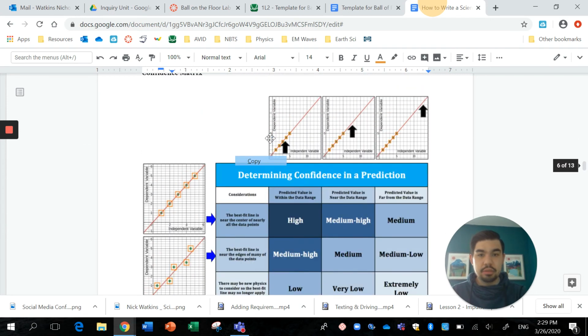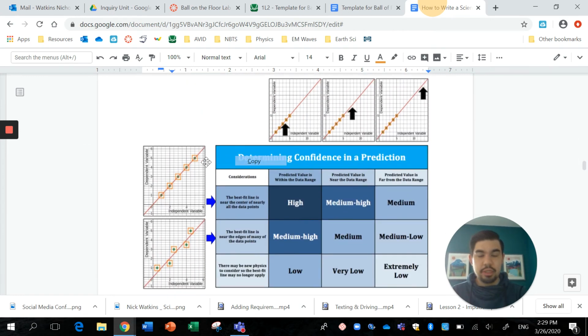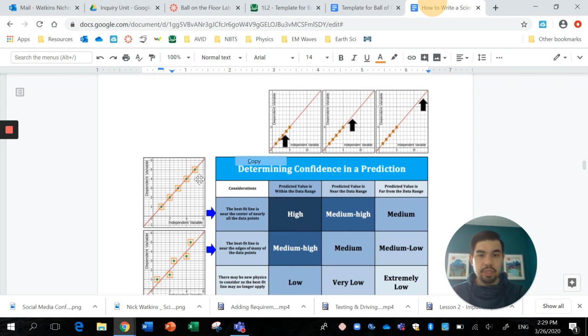We have that right here, confidence matrix. There are 2 things that we're looking at. For prediction, how close is our prediction to the data that we collected? I said I want to figure out how far my ball traveled in 6 seconds. Is 6 seconds within the data that we observed? Is it just slightly past the data we observed, or is it way past? So let's look at our graph.